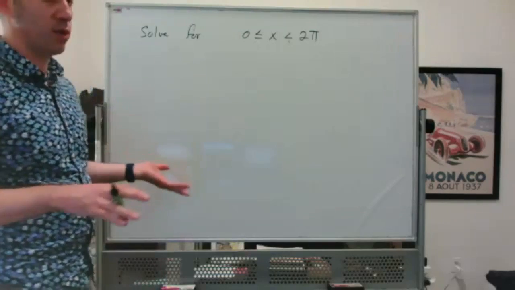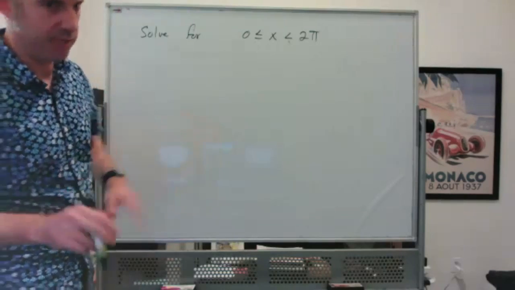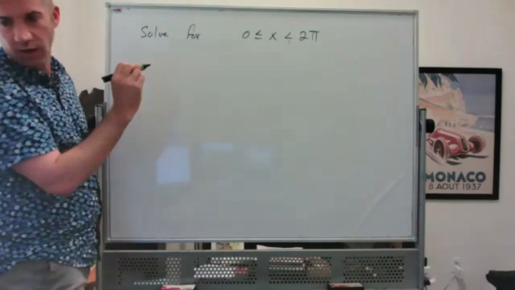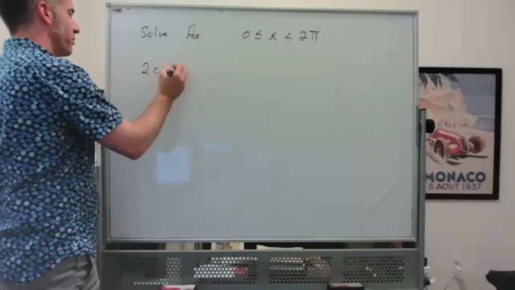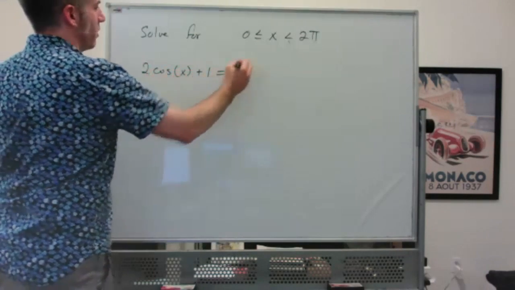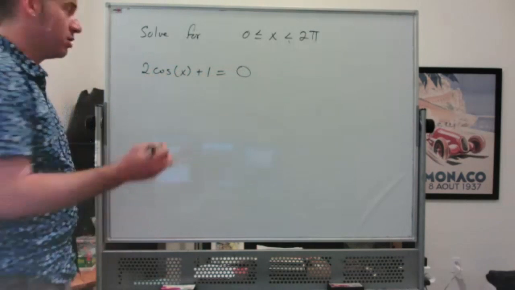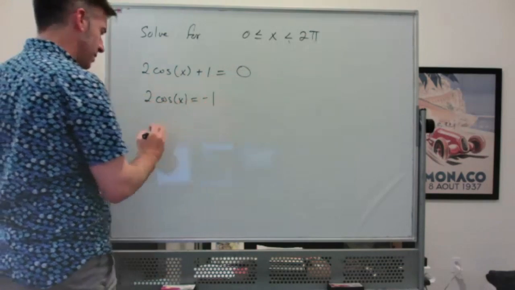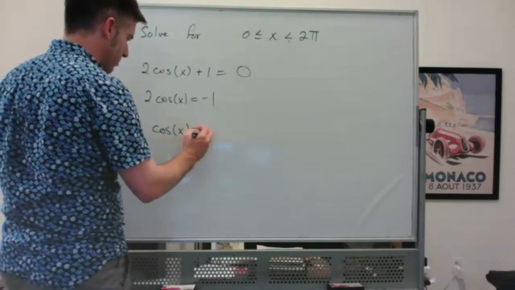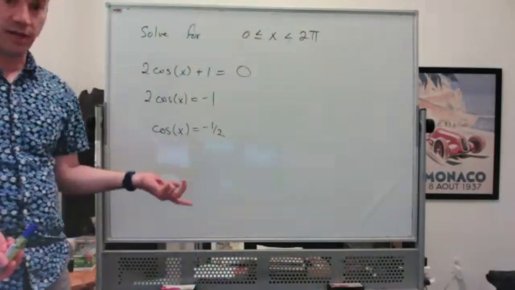Like, if pi was an answer, we don't also need to say 3 pi and 5 pi and 7 pi because it's good enough to say pi. So we're going to solve the following: 2 cosine of x plus 1 equals 0. And typically what we're going to do is isolate the trig function. So I'm going to subtract 1 from both sides and then divide both sides by 2. So here's the deal. We're trying to find where cosine of x is equal to negative 1/2.